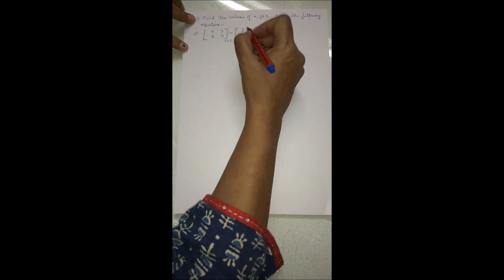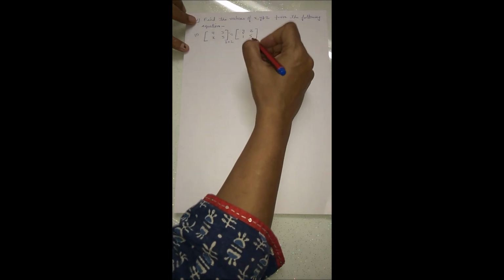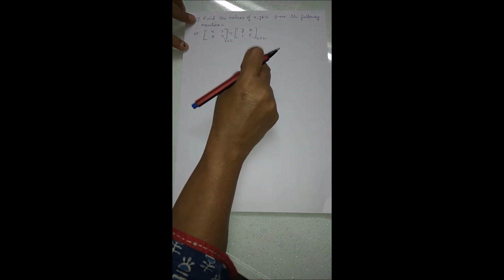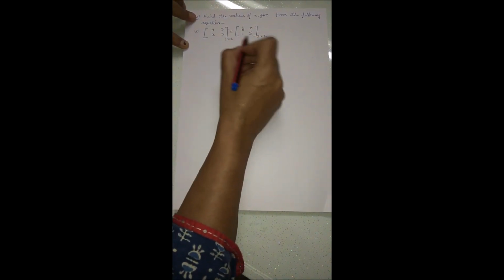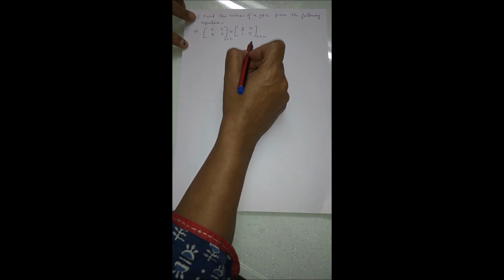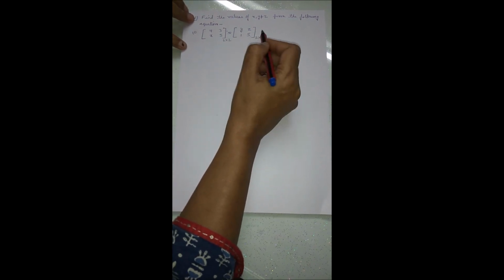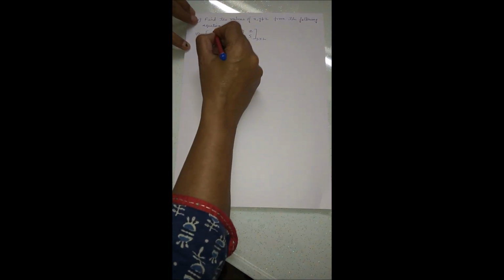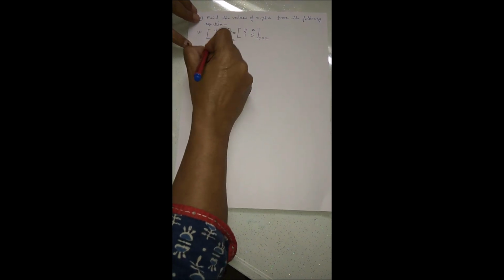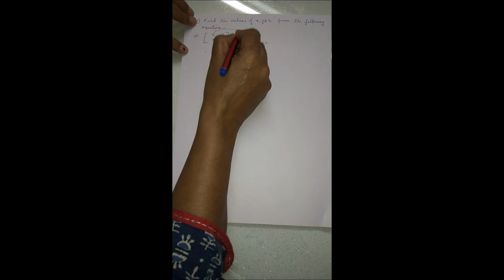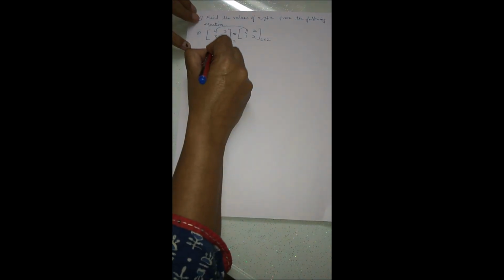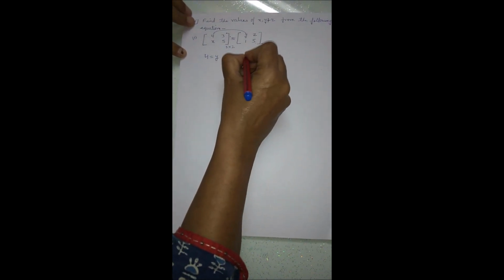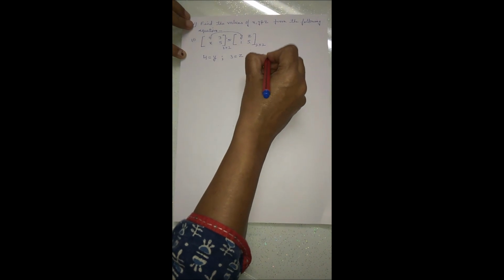And the second matrix has 2 rows and 2 columns, so the order is 2 by 2. Since the two matrices have the same order and an equal sign is there, these two matrices are equal. To find the values of x, y and z, we have to compare the corresponding elements. A11 of the first matrix should be equal to A11 of the second matrix. That means 4 is equal to y. Similarly, 3 equals z and x equals 1.